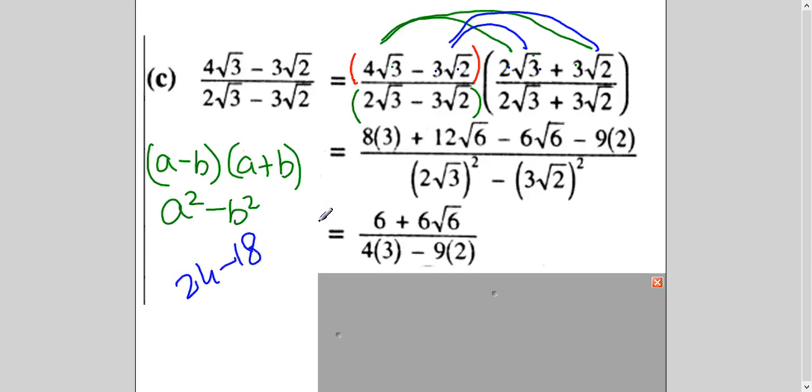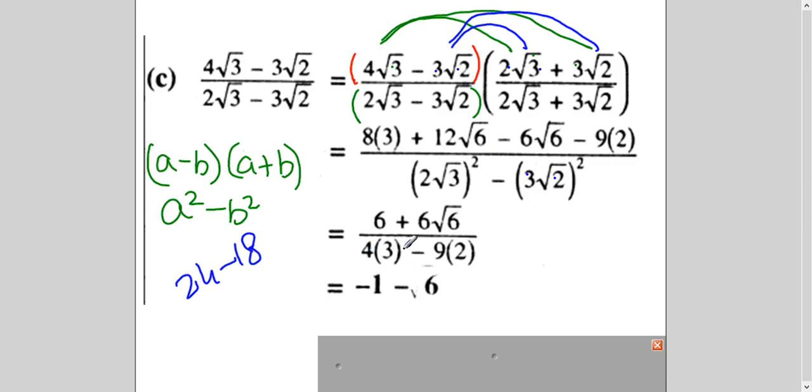24 minus 18 is 6. And root 6, so you will just play with the coefficient, the number written outside. It is 12 and 6. 12 minus 6 is 6. And this square will be applied on it. 2 square is 4, and root 3 square is 3. Same, 3 square is 9, root 2 square is 2.